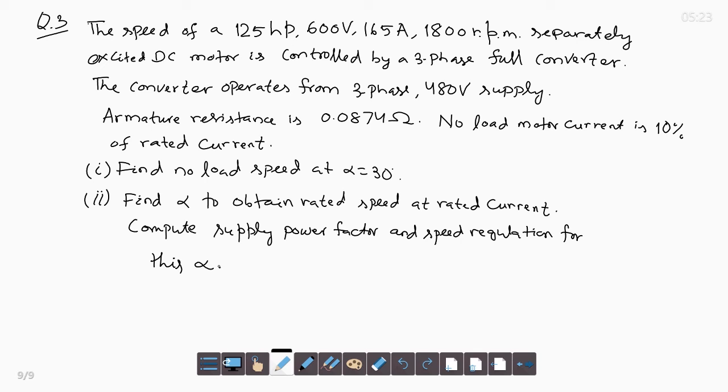The converter operates from 3-phase 480 volt supply. Armature resistance is 0.0874 ohm. No load motor current is 10% of rated current. First bit, find no load speed at alpha equals to 30 degree, find alpha to obtain rated speed at rated current, compute supply power factor and speed regulation for this alpha.